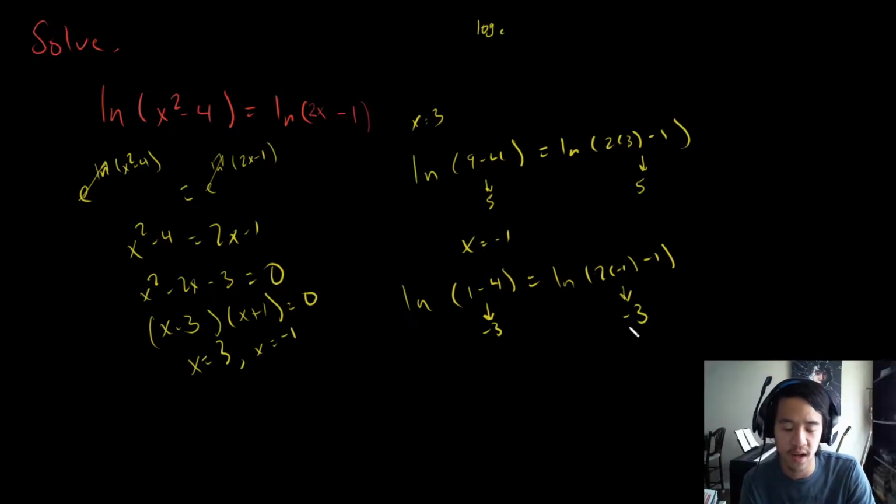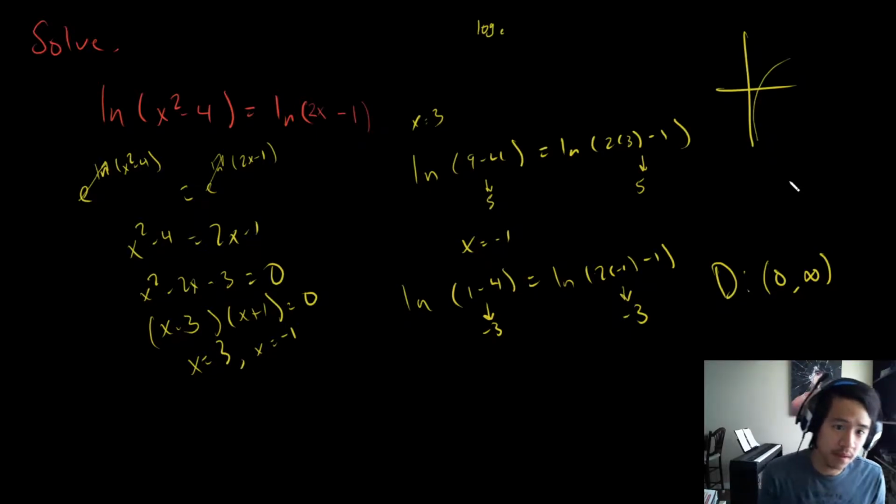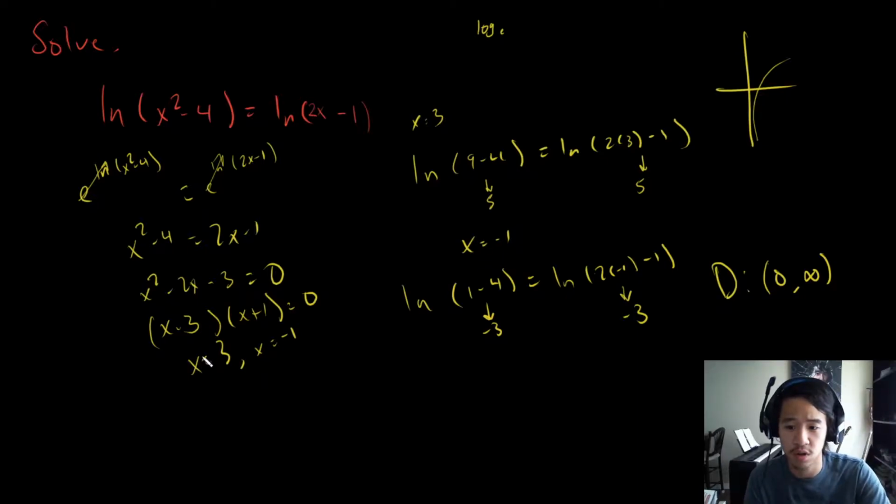So we're good, right? If you said that, yikes. Because the domain of this function is from 0 to infinity, so we can't plug in any negative numbers. Remember, the graph of this looks something like that. So if you plug in a negative number into that, you're actually going to get no solution. So negative 1 is an extraneous solution. So our answer is x is equal to 3.